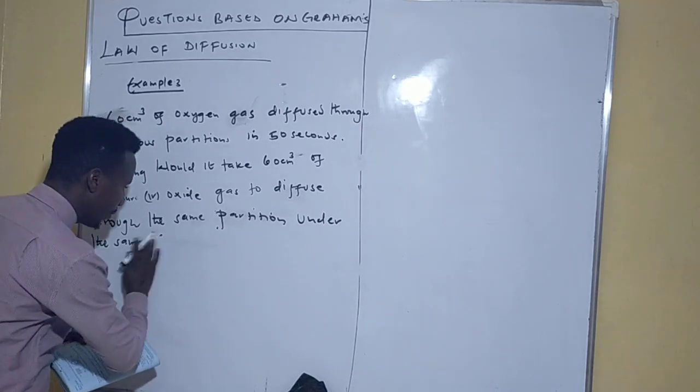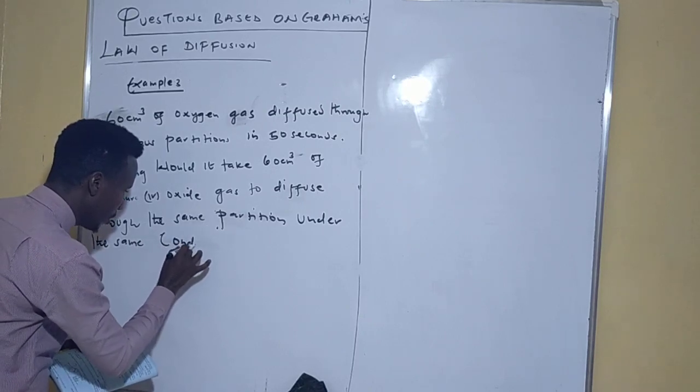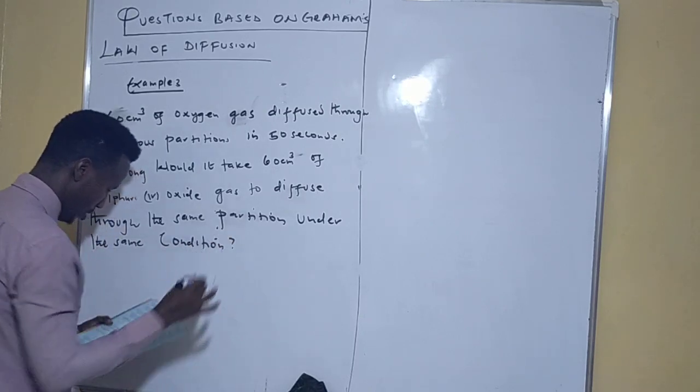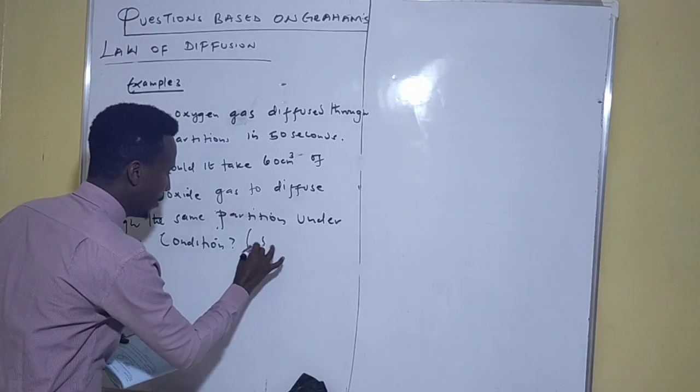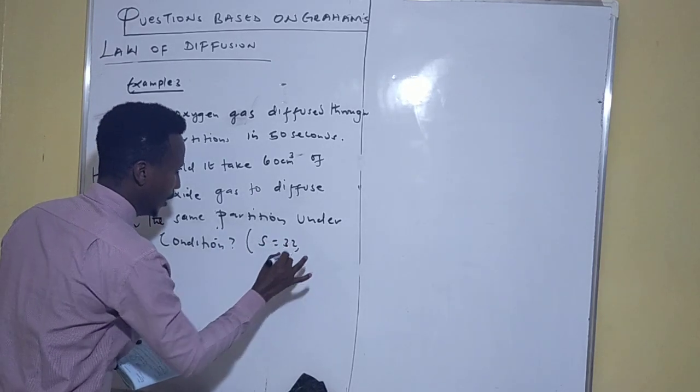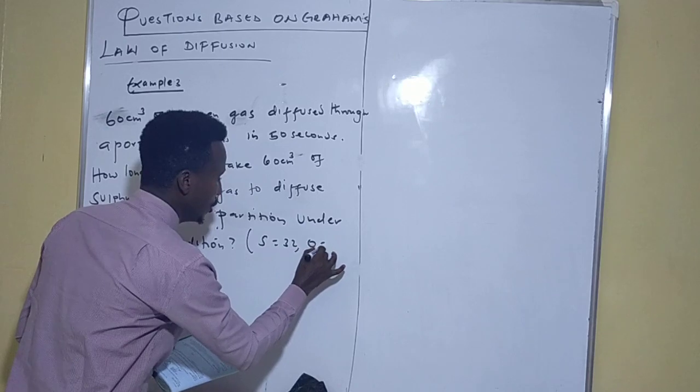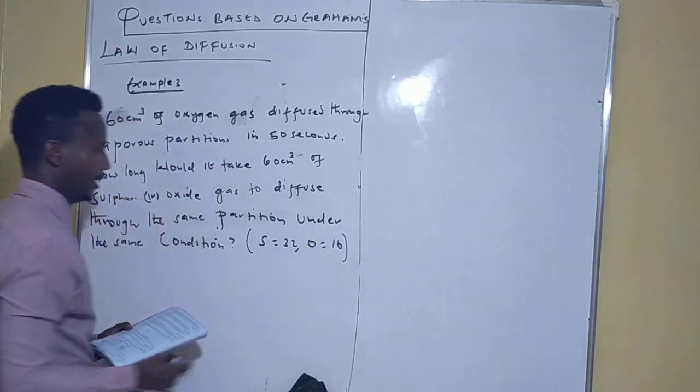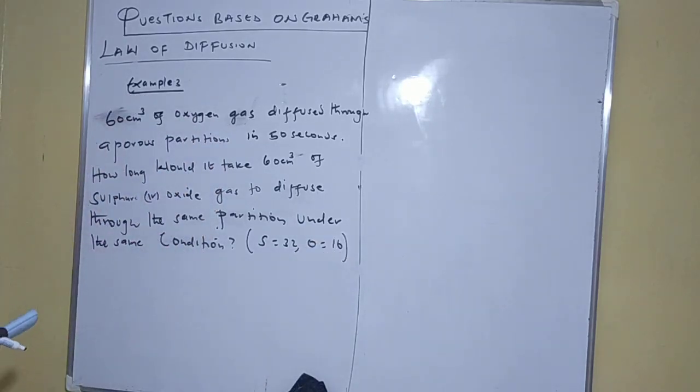Then here, in the bracket we have sulfur is equal to 32, oxygen is equal to 16. Close the bracket. Okay, let's see now how we're going to solve such kind of questions in KCSE.